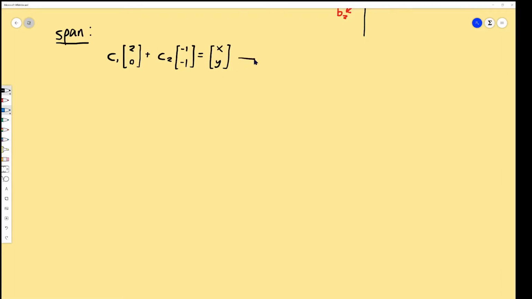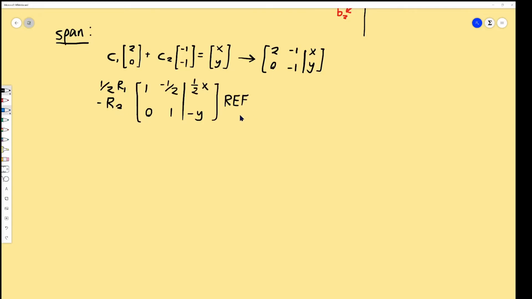Of course, we can rewrite this as a system. This is just the question that we've been asking ourselves throughout all of linear algebra so far. What linear combination of vectors yields another vector? So here's what the system looks like. We can take this to row echelon form by doing 1/2 of row 1 and negative row 2, and then we can take it to reduced row echelon form by doing 1/2 of row 2 and adding that to row 1. So here we have it.